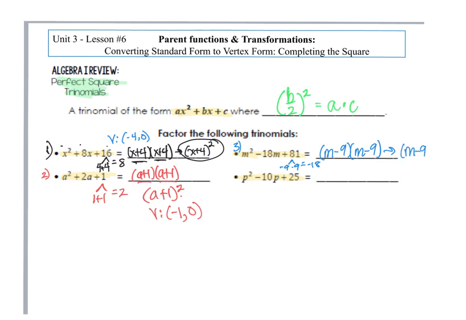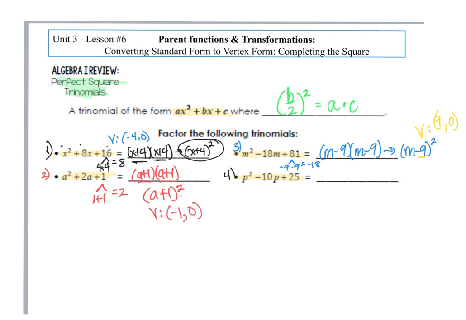So we have m minus 9 all being squared. Now what does that make the vertex for this one? Because we have a value inside the parentheses, it would make it positive 9 for x and 0 for y. Okay, one last example.